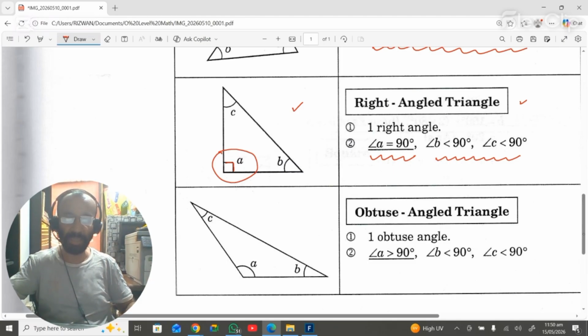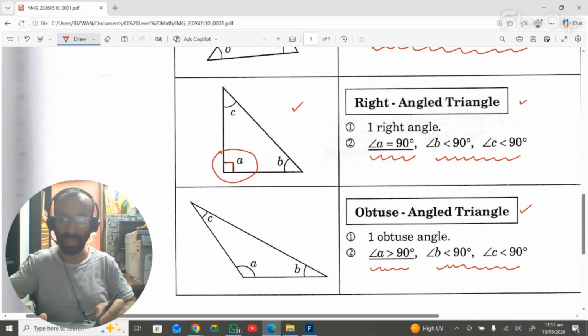The next type of triangle is the obtuse angle triangle. This is a type of triangle in which one angle is always obtuse, and obtuse is an angle which is greater than 90 degrees, and the rest of the two angles will be acute angles, and this is the shape of the obtuse angle triangle. One angle must be obtuse and the other two angles must be acute.